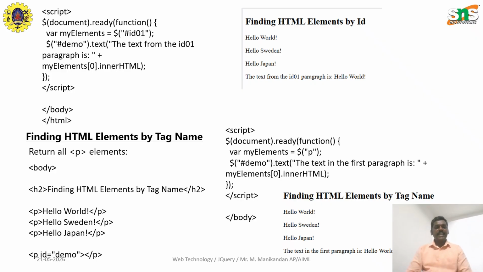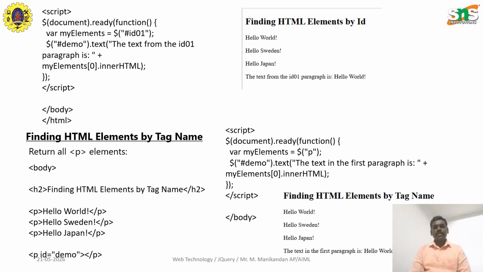Next one, finding HTML element by tag name. In the previous one we used the ID; here we are using the tag name. For example, returning all P tag elements. Inside the body, we are creating one header tag, then three paragraph tags, and the third and fourth ones have some paragraph content along with an empty paragraph tag.